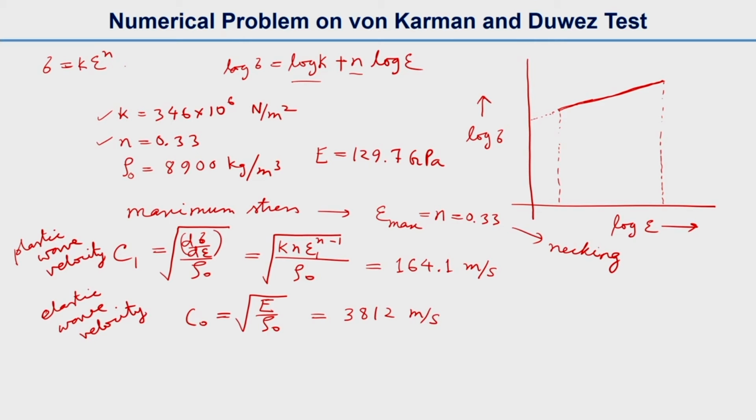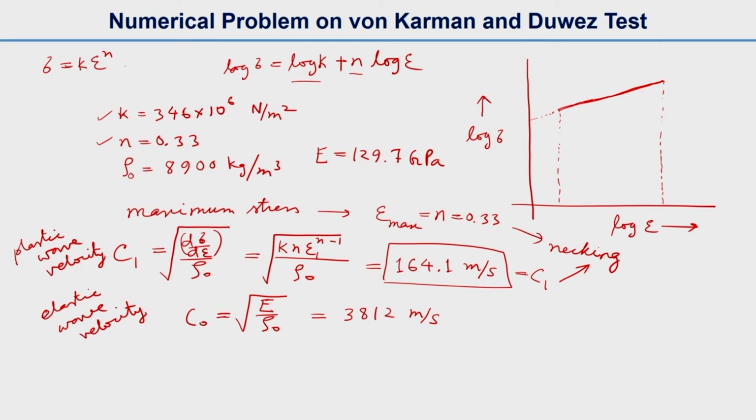So this is actually for, as you know, these are true for a slender bar or cylinder, not for an unbounded medium. So this is the maximum plastic wave velocity, 164.1 meters per second, which corresponds to necking. If the plastic wave velocity is above that, the wire will break. The wire will not withstand more plastic deformation.